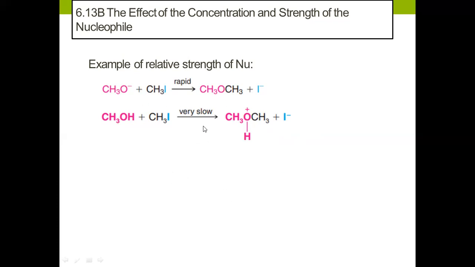Anyway, in the reaction, the first one is very rapid. The second one is very slow. So you notice that depending on the nucleophile, the relative strength of the reaction is different.